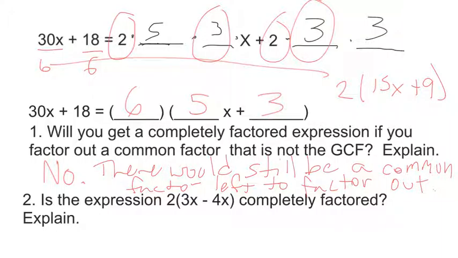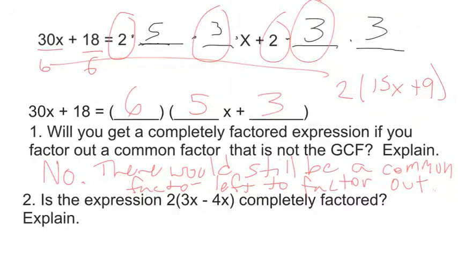Okay, is the expression 2, 3x minus 4x completely factored? Raise your hand if you can tell me. Holly? Yes. Don't sound very confident in that. Who agrees with her? No one agrees with her, so who disagrees with her? Eve, why do you think it's not completely factored? Because it didn't distribute yet. Oh, wait a second. We don't have to distribute. When we're factoring, we're actually doing that reverse distributing.